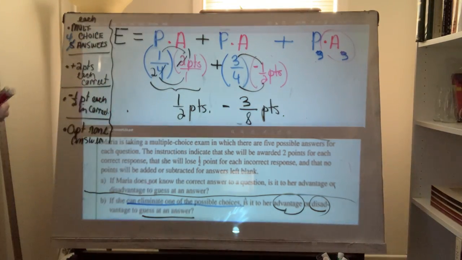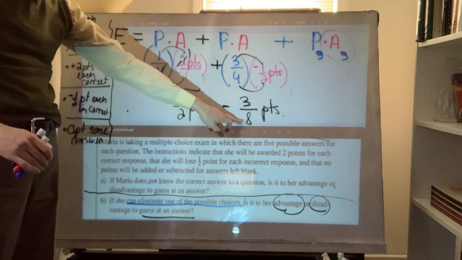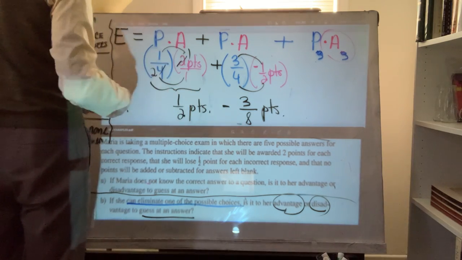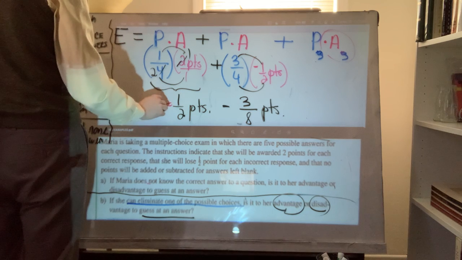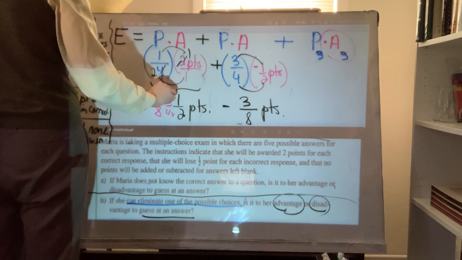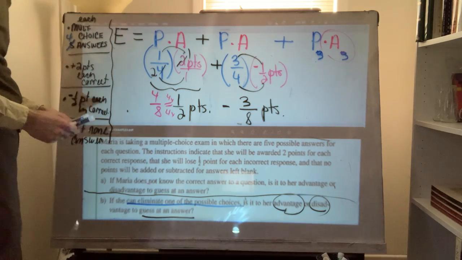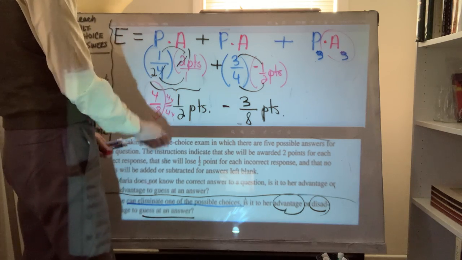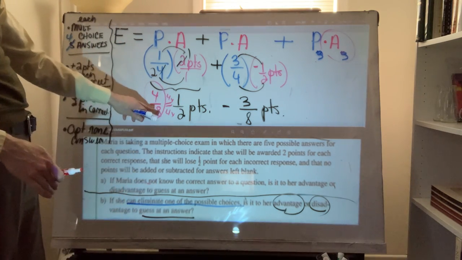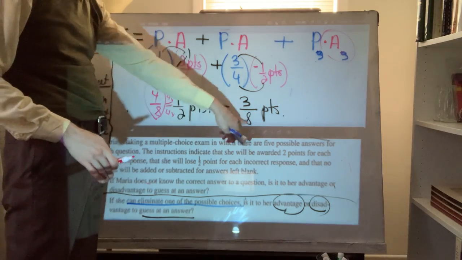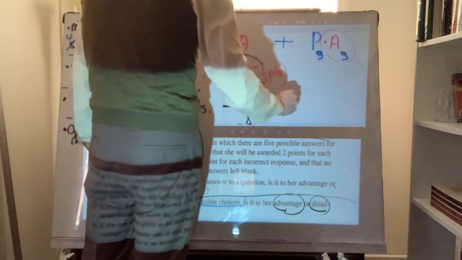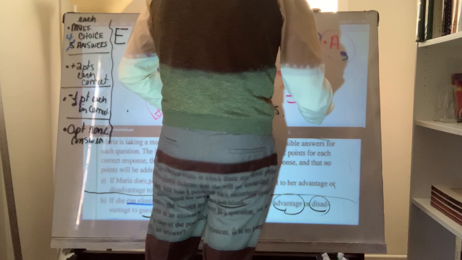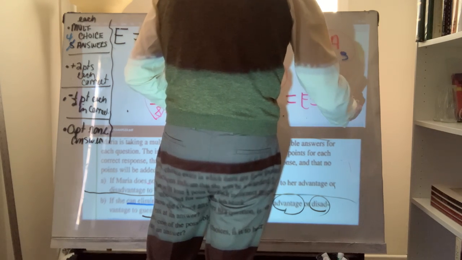Okay, now in order to combine them, remember that the fractions have to be like fractions, meaning they have to have a common denominator. So in this instance, the 1/2, you'll have to upgrade to so many eighths. 4 times 2 is 8, so 4 times 1 would be 4/8. So if you combine 4/8, the equivalent of a half, minus 3/8, you end up with what overall? You end up with an expected value that is positive overall, but it's just 1/8 of a point.